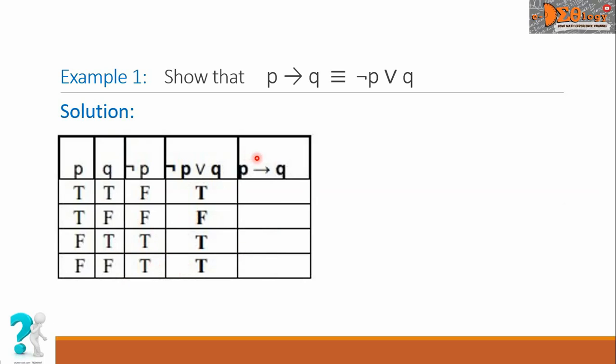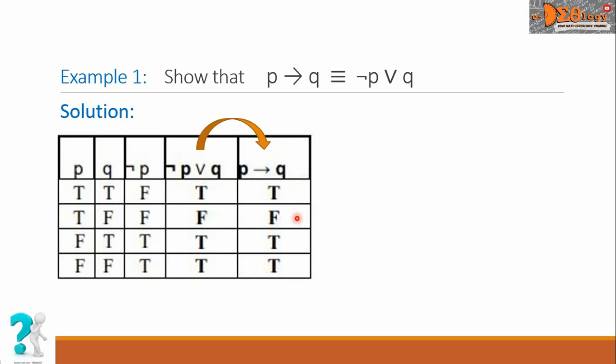Next, the P implies Q. So the values are T and T is T, T and F is F, F and T is T, F and F is T. Remember that for the implication, this is only false when P is T and Q is false.